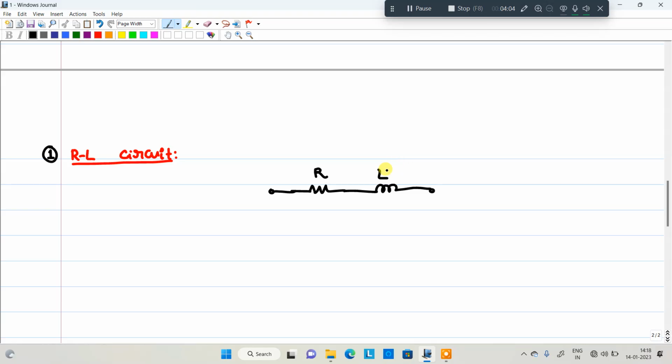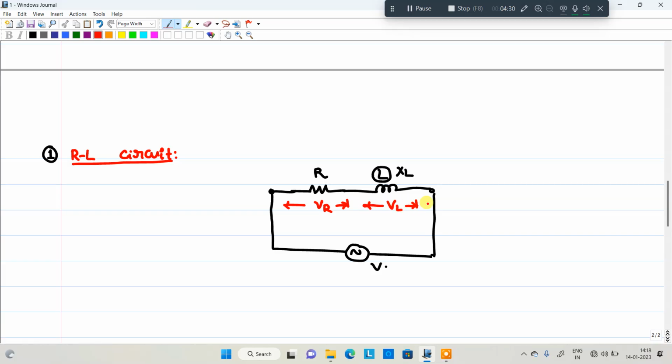The inductive reactance you can represent as XL. Those two are connected to an AC supply V. Whenever this AC supply is connected to this series circuit, there will be a voltage drop VR across the resistor and a voltage VL across the inductor. The current flowing through this series circuit is I. In a series circuit, current is constant and the voltage is divided.